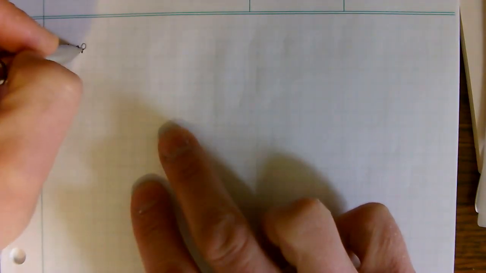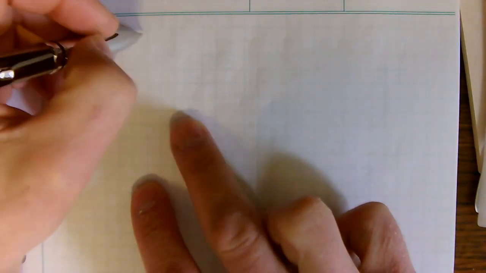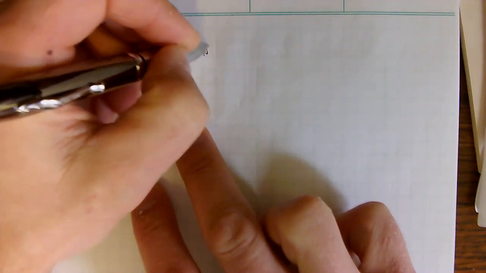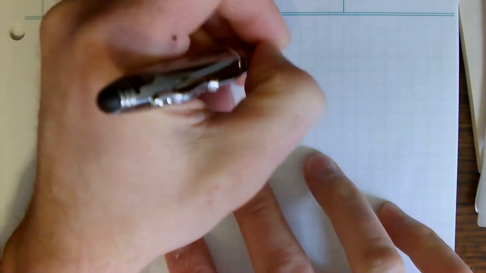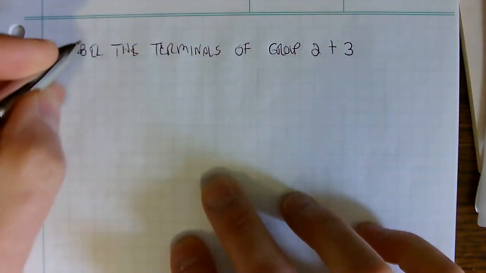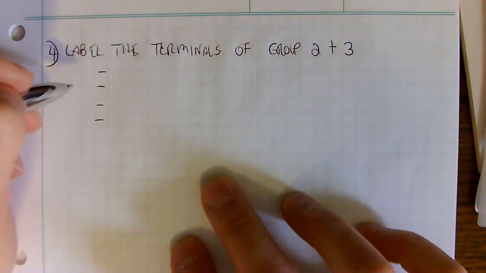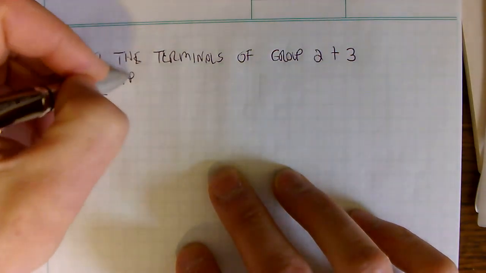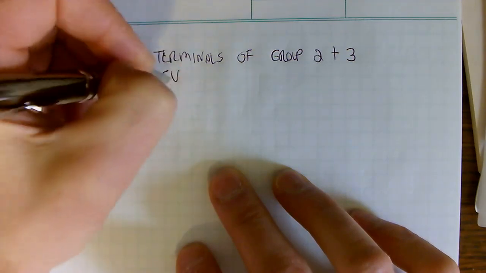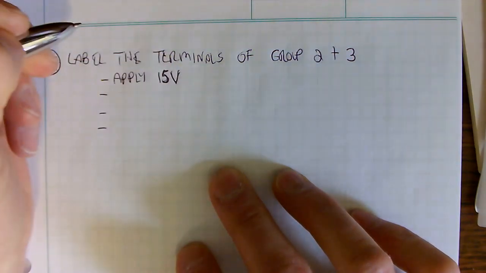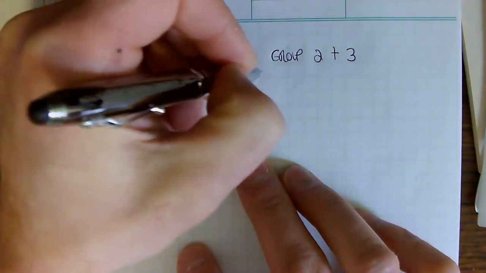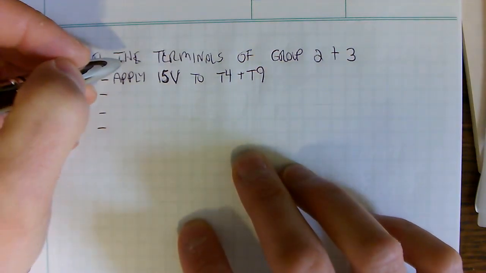So let's just write down what I just said. Label the terminals of group 2 and 3. And there's going to be 4 little bullet points that I'm going to write down here, and then I'll explain them later. So we're going to apply 15 volts to T4 and T9. And I'll explain that in a bit.